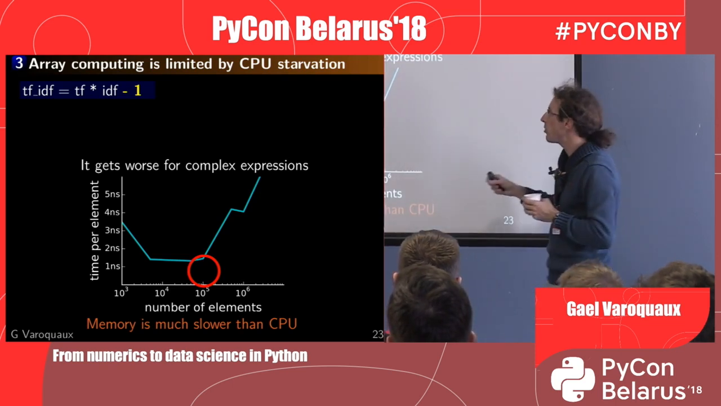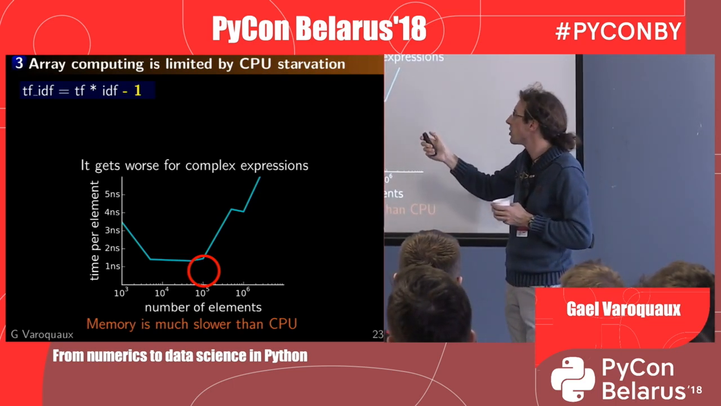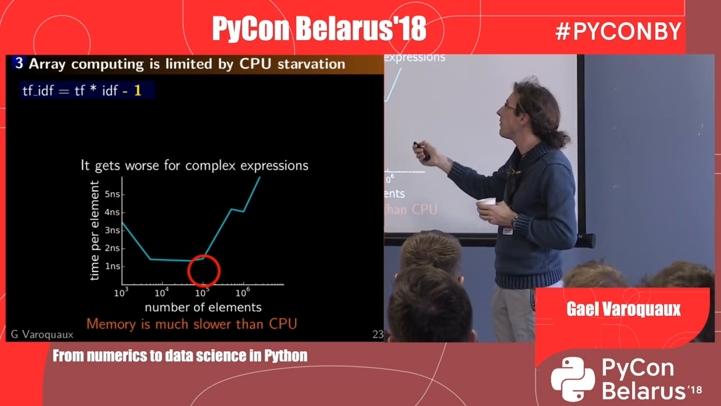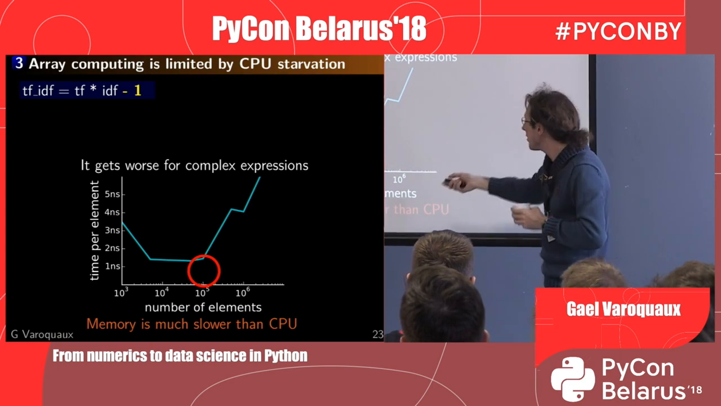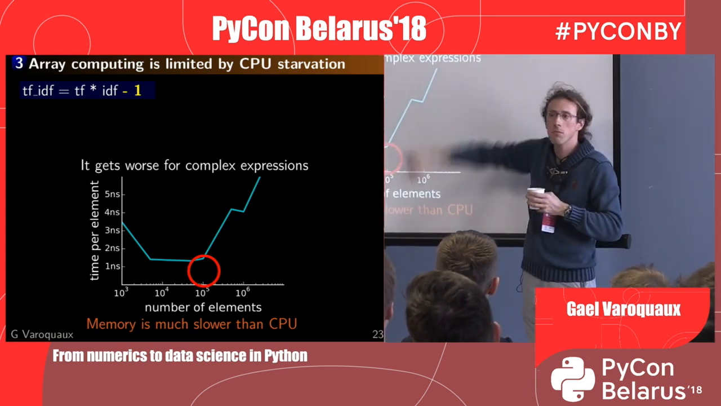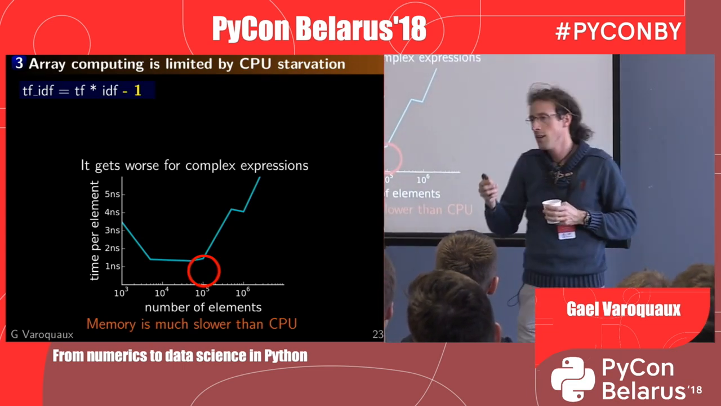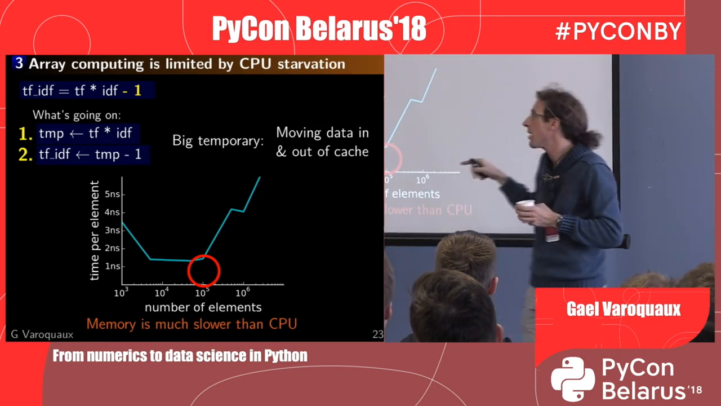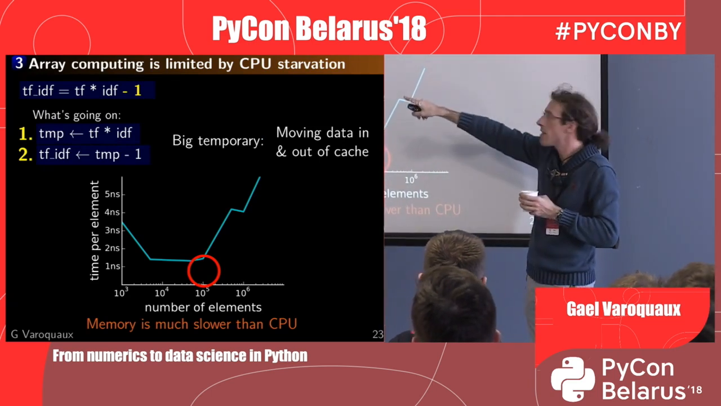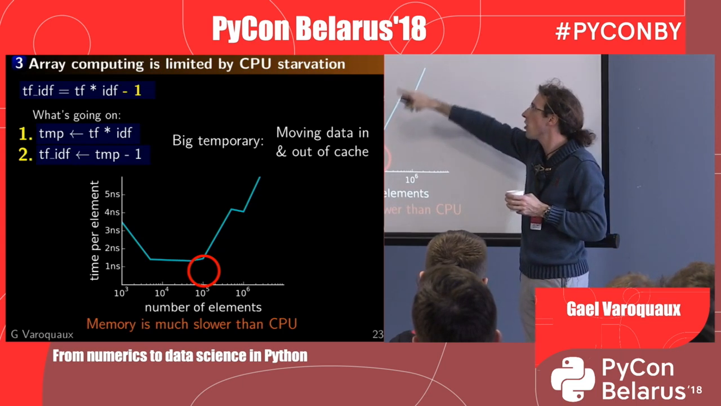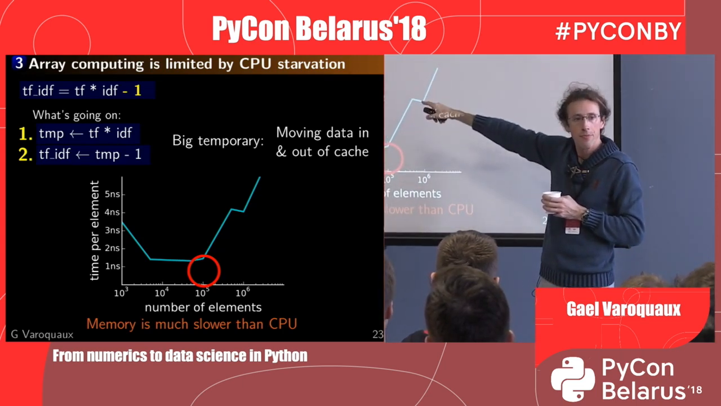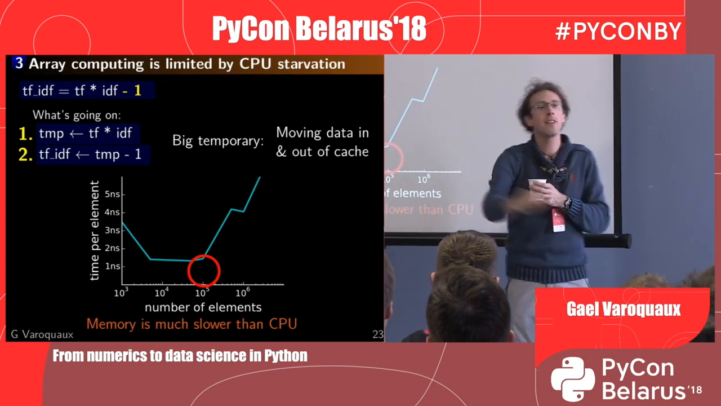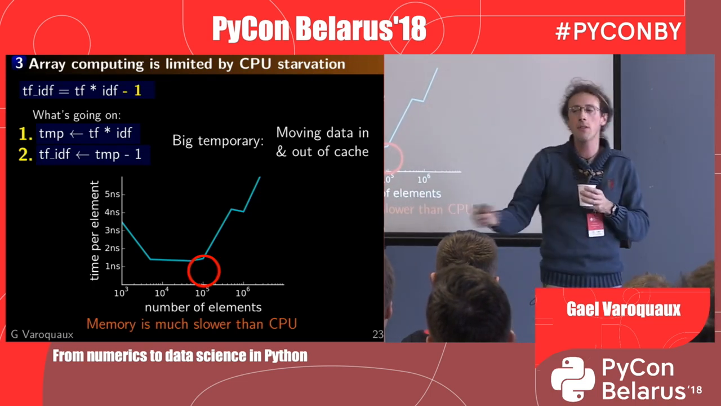So it gets even worse when I'm trying to do real computation. So here I'm trying to do TF-IDF minus one, which is something that is often done. So then it gets really worse. Bang, it starts increasing a huge amount. So why is this? What's going on here is that first there's an array that's computed that does TF-IDF, and then there's another array that's computed that does TF-IDF minus one, okay? And each time we're moving data in and out of the cache. So this is extremely inefficient.